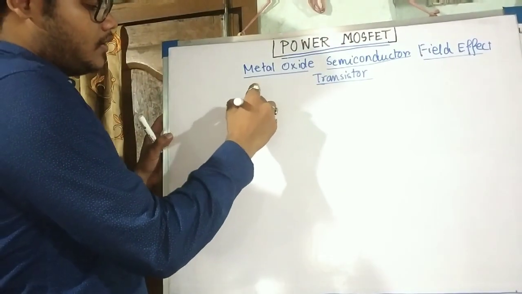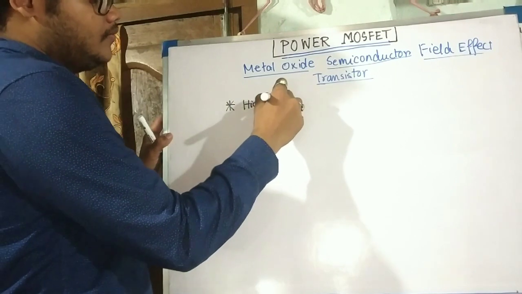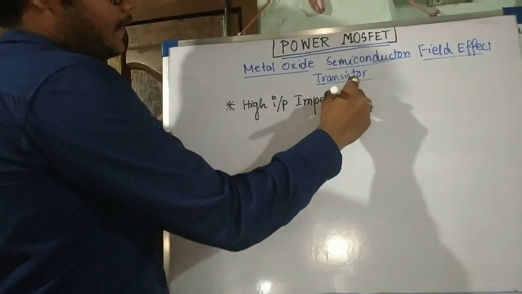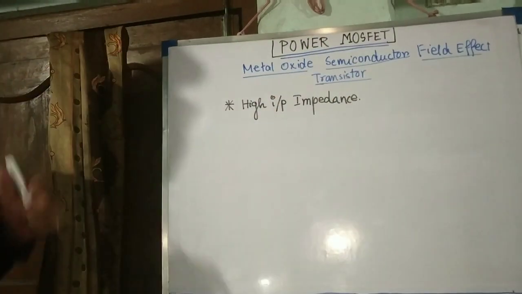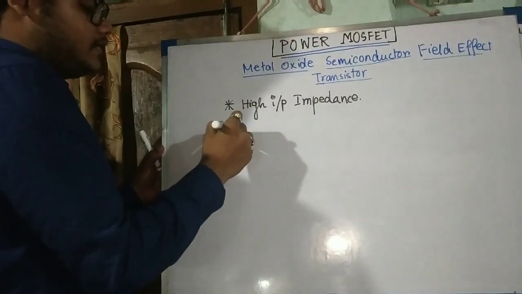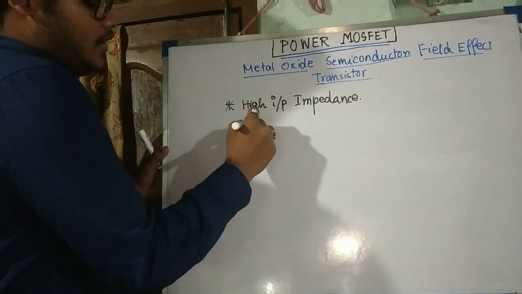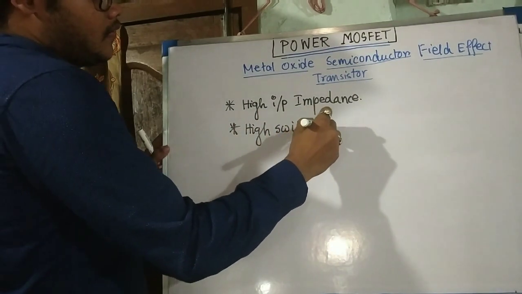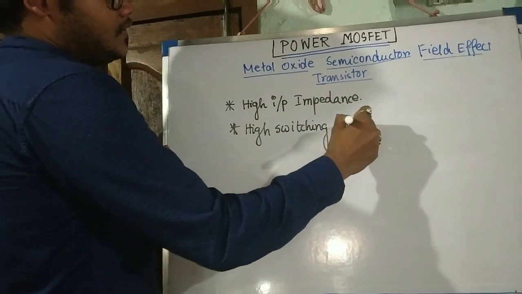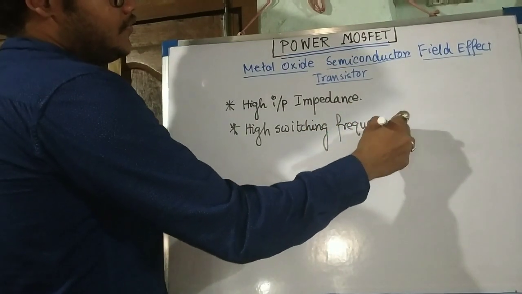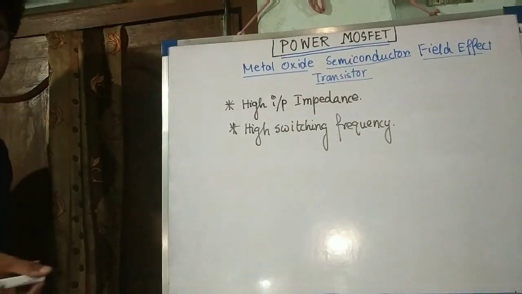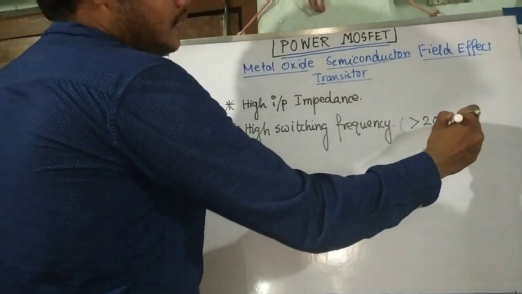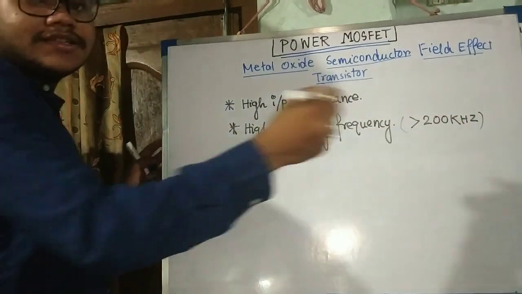First of all, high input impedance. The first key feature of a power MOSFET is its high input impedance. Second, high switching frequency. The power MOSFET switching frequency is more than power BJT. It is generally used at greater than 200 kilohertz. In this frequency range, it is generally used.